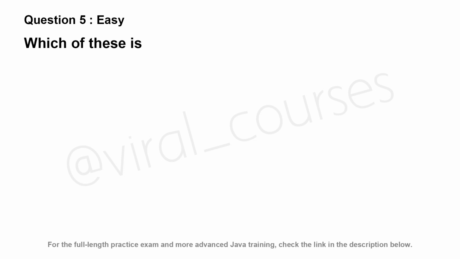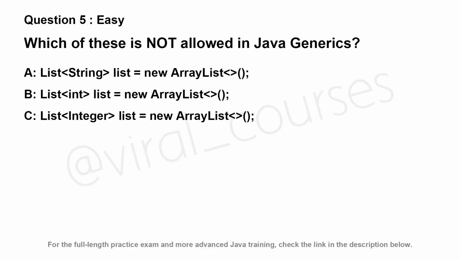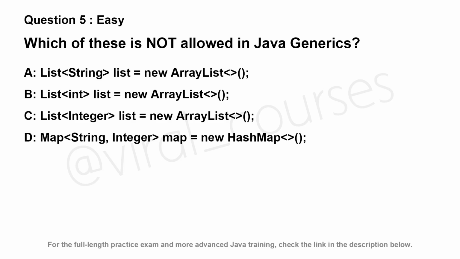Which of these is not allowed in Java generics? Option A. List<String> list = new ArrayList<>(). Option B. List<int> list = new ArrayList<>(). Option C. List<Integer> list = new ArrayList<>(). Option D. Map<String, Integer> map = new HashMap<>().